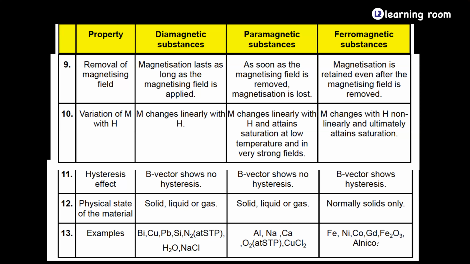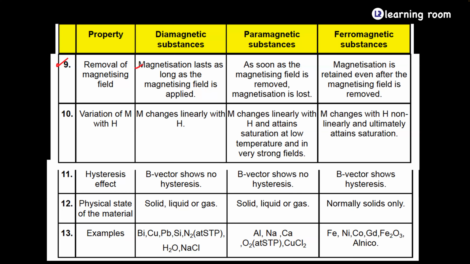So the last set of points is, see, till now we were speaking about what will happen when we place a substance in the presence of an external magnetic field. Now the next question is, when you place a substance in an external magnetic field, we understood that paramagnetic and ferromagnetic substances will acquire magnetism. But what will happen as soon as you remove them? That is also a point that we need to understand. That is why the first point in this slide is going to be removal of magnetizing field. So what will happen?